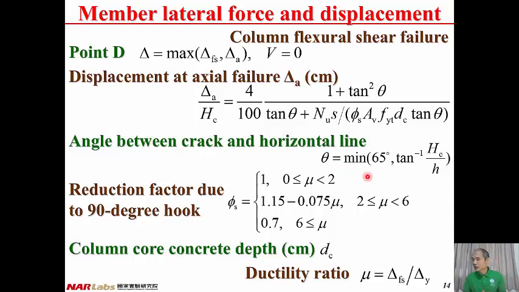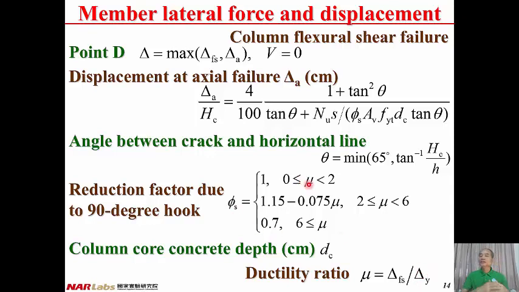Theta equals the minimum of 65 degrees and arctangent of H_c divided by h. And N_u is the design axial force, s is the spacing of the transverse reinforcement. The higher the axial force, the lower the displacement capacity. And phi_s is the reduction factor due to 90-degree hook, because for existing structures, 90-degree hooks for the transverse reinforcement are very common. And phi_s is a function of mu, and mu is the ductility ratio. Mu equals delta_fs divided by delta_y. Delta_fs is from point C, and delta_y is the information from point B.